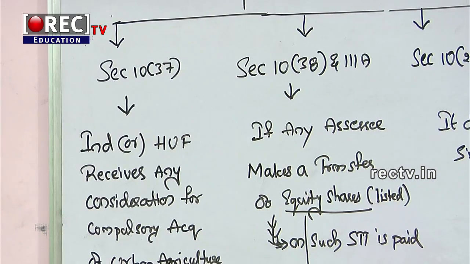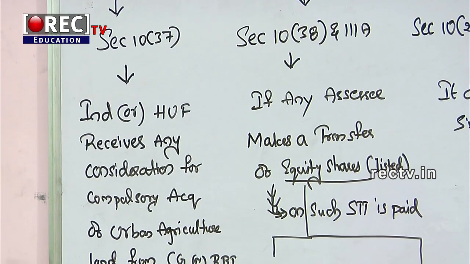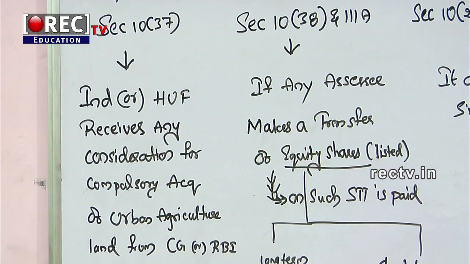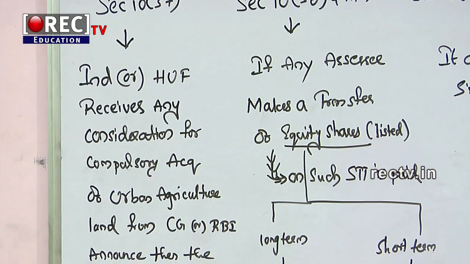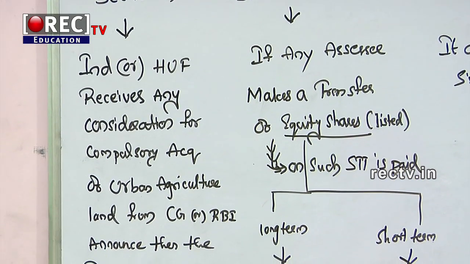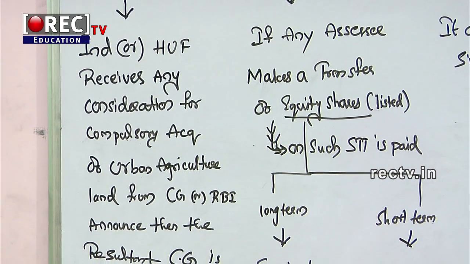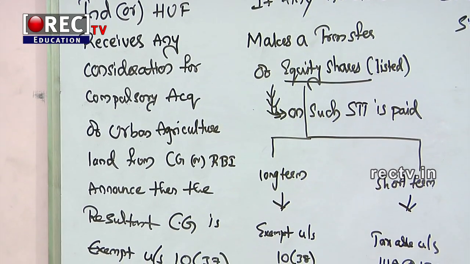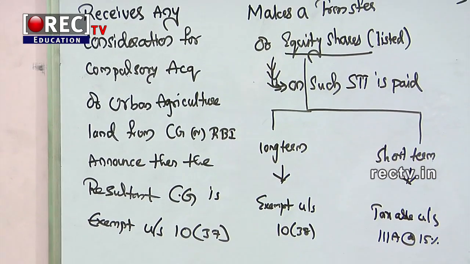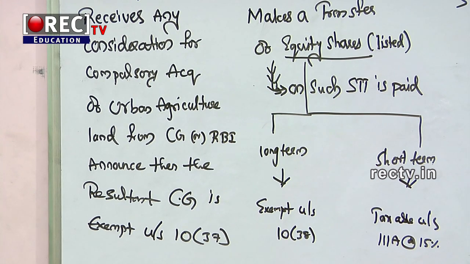Now, section 10 subsection 37. In a case where an individual or HUF receives any consideration for compulsory acquisition of urban agricultural land by the central government or RBI, then the resultant capital gain is exempt from tax under section 10 subsection 37. Note, the urban agricultural land should have been used by the assessee for agricultural purposes for a minimum period of 2 years immediately preceding the date of transfer.